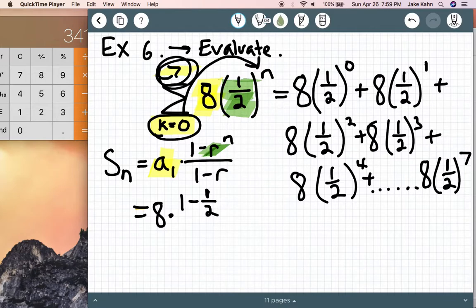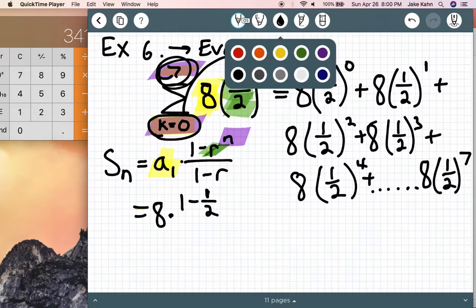And then finally, what is N? N is the number of terms in your series. How many integers are between 0 and 7? Well, count them out. You have 0, 1, 2, 3, 4, 5, 6, 7, which is actually 8 integers. From 0 to 7, there would be 8 terms in this series. So N is equal to 8.